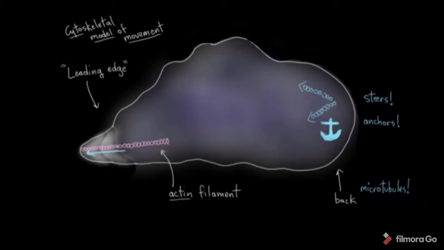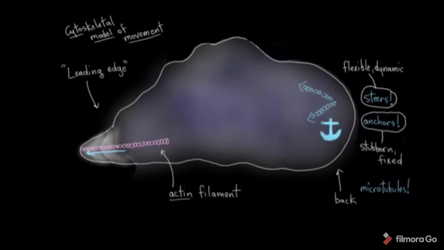So let me clarify here. The microtubules can take on either a fixed or a super flexible state. So when they're being nice and flexible and dynamic, they can help set the direction that the cell moves in, right? Like a rudder on a boat. And when they're being a bit stubborn and fixed, they act like an anchor, and they don't let the cell go anywhere, even if the leading edge is trying to get things going. So that's sort of the idea behind the cytoskeletal model.